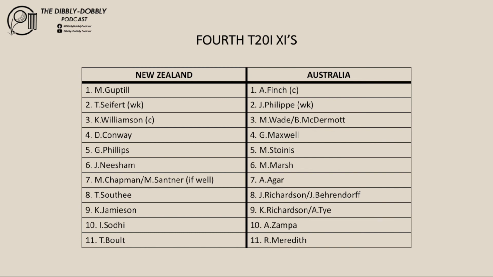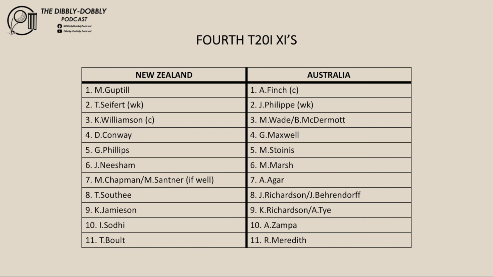New Zealand may keep the same team for the 4th T20, even though they lost this 3rd T20, but for New Zealand, it was just a bad day at the office. And that happens in T20 cricket, so it would be unnecessary to make massive changes following this defeat. But if they were to make a change, Mitchell Santner could return to the 11, but it depends if he's well or not. That's why he missed the 3rd T20 due to illness. If he is, then he returns, but if not, Mark Chapman could retain his spot in the 11. So the likely 11 could be Guptill, Seifert, Williamson, Conway, Phillips, Neesham, Chapman or Santner if well, Southey, Jamieson, Sodhi and Bolt.